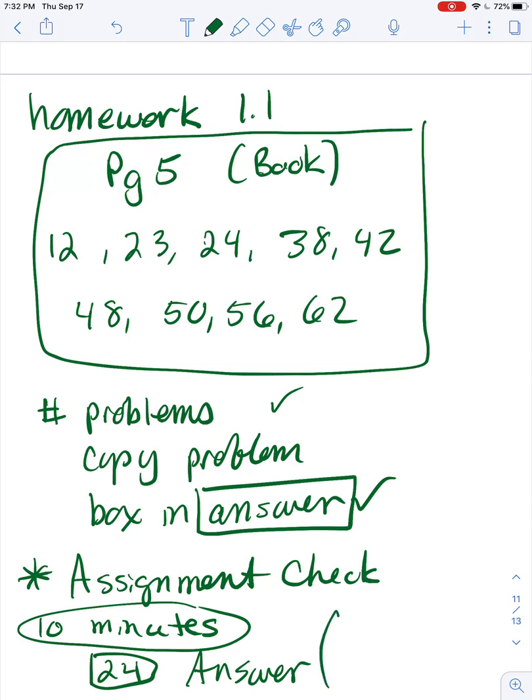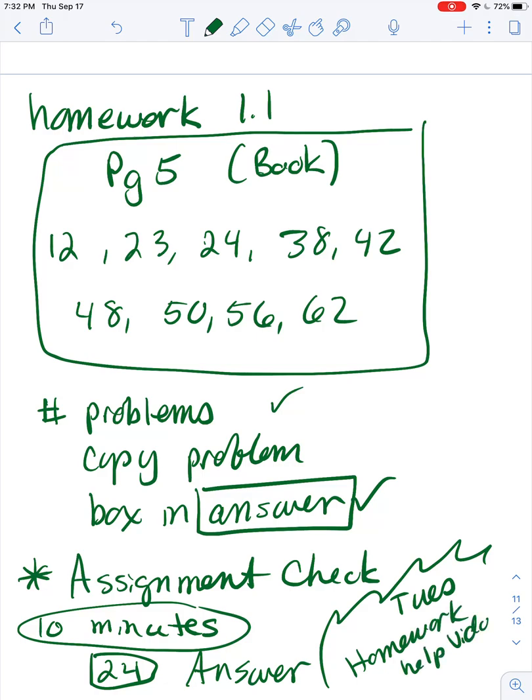Then in Tuesday's folder, there will be homework help videos. And let's say that you missed 56 and 23 when you did the assignment check. So then on Tuesday, you can open up the homework help video in the Tuesday folder and you'll be able to watch a video on how to do that problem and see if you can figure out what you did wrong. So that's kind of going to be the pattern of how we work.